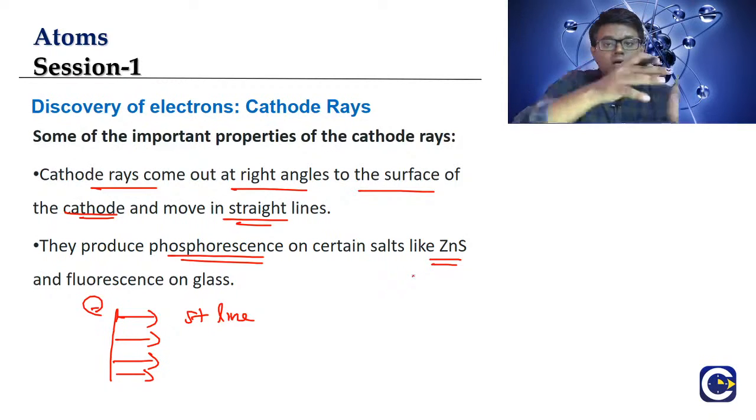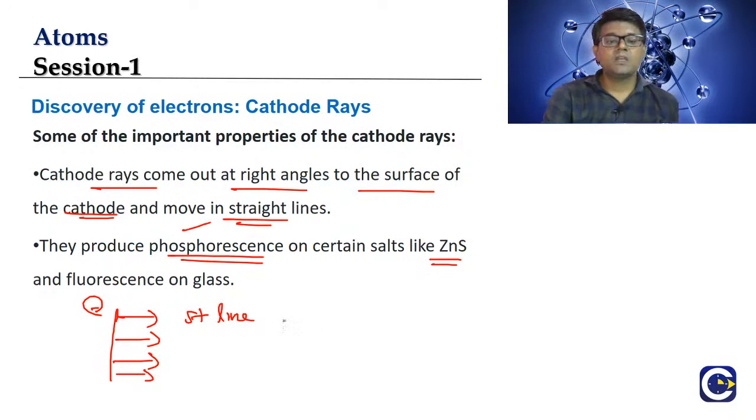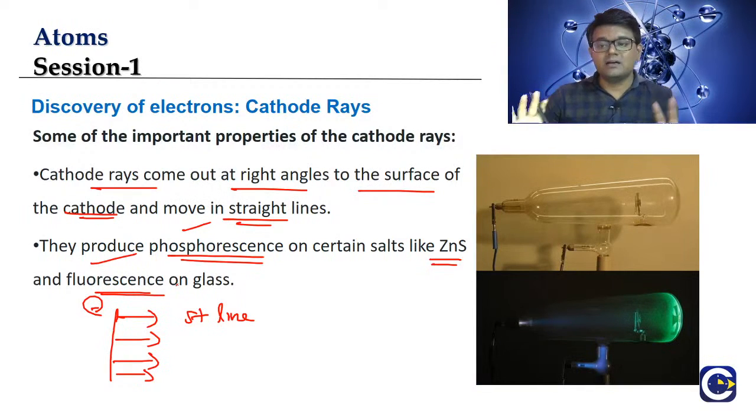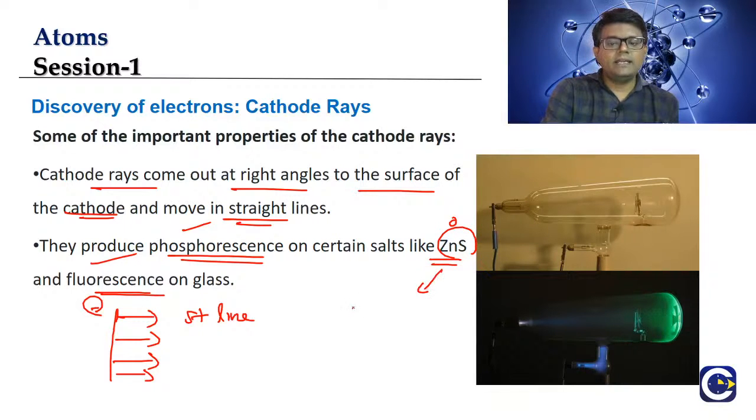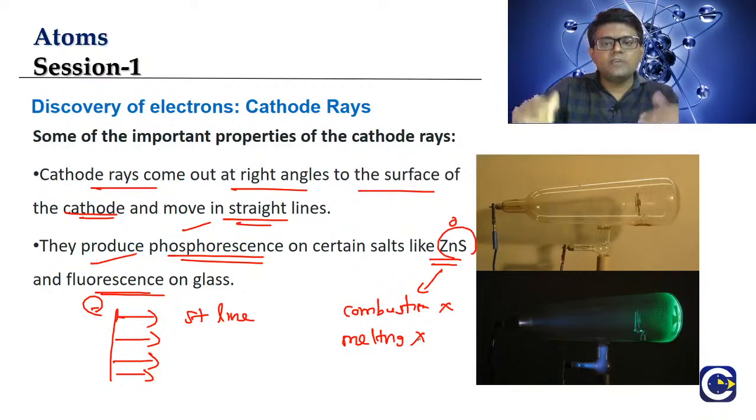If you keep a zinc sulfide salt coating on the other end of the glass tube, what you will be able to observe is phosphorescence. And when they impact the glass, they create fluorescence. So what is this phosphorescence and fluorescence? These are chemical terms actually. If you look at any salt, like zinc sulfide, we heat it such that it does not undergo combustion, and there is no melting either. So we heat it till there is no combustion and no melting.